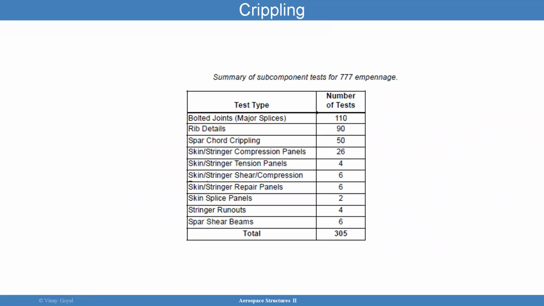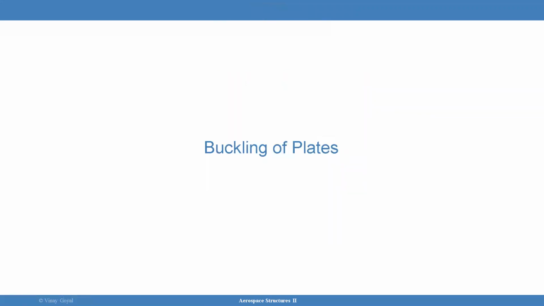Crippling can occur quite a bit, and a lot of testing goes on for that. If you look at the number of tests that are performed to look at those kinds of scenarios, we're talking about over 100 tests to really address crippling and some panel buckling as well.